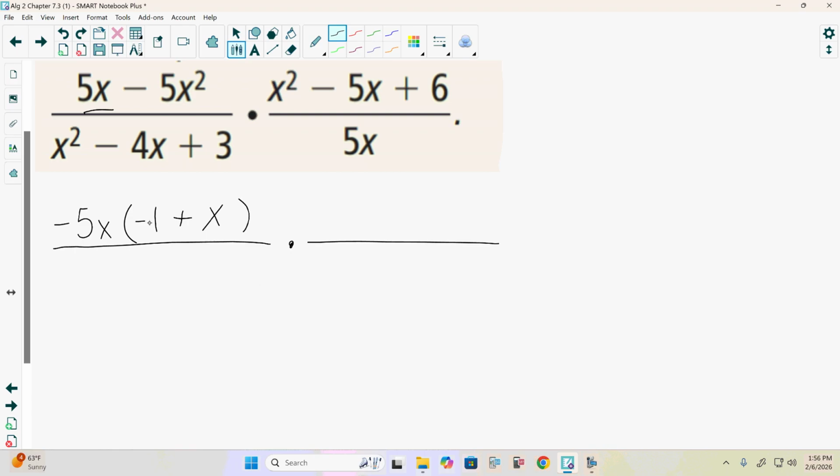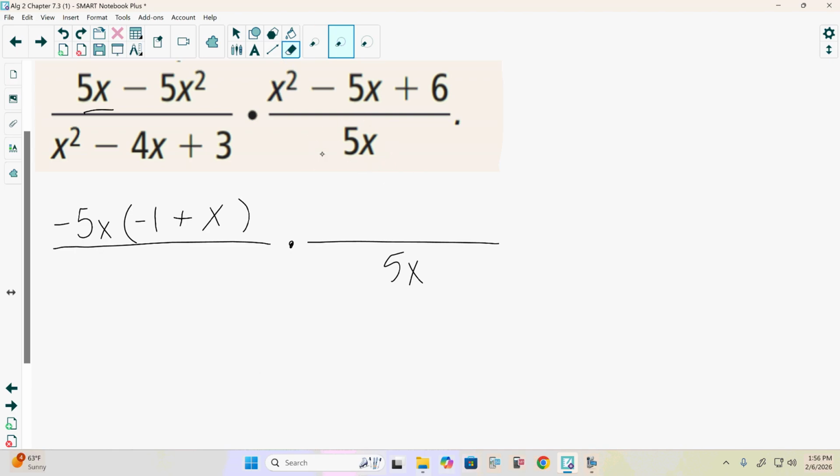Well, we know that this has to be what? 5x. Why? It's a single term. There's no addition, subtraction. It's what we call a monomial, a single term. Nothing we can do with it. All right.